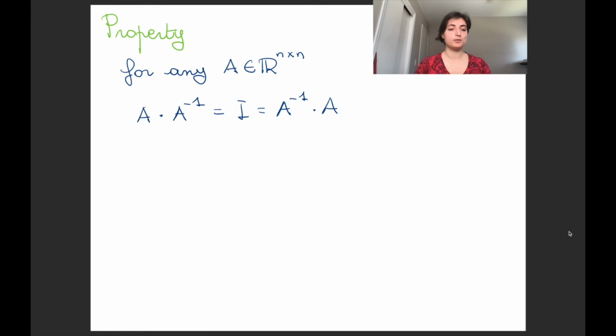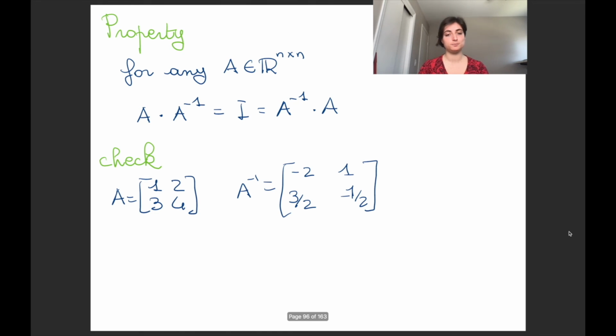So it holds that for any square matrix, if it is invertible, so if it has an inverse, then A multiplied by its inverse is equal to the identity. Also, the inverse multiplied by A is equal to the same identity. So we can check this out. We have built A, we have built the inverse of A. Let's multiply these two things and see if we retrieve the identity. Otherwise, we must have done something wrong in the calculations.